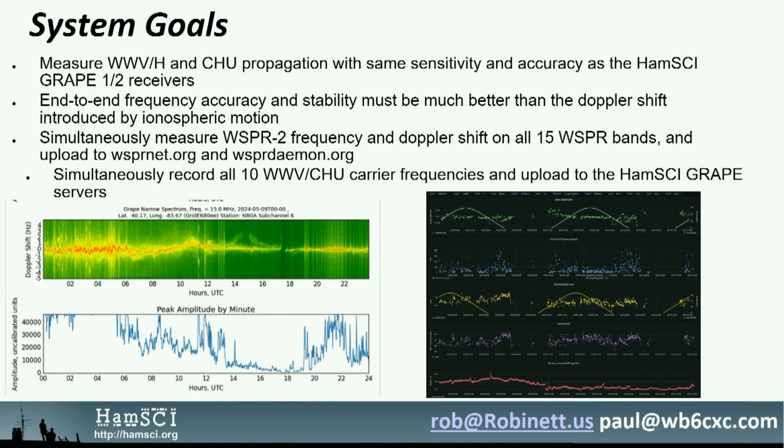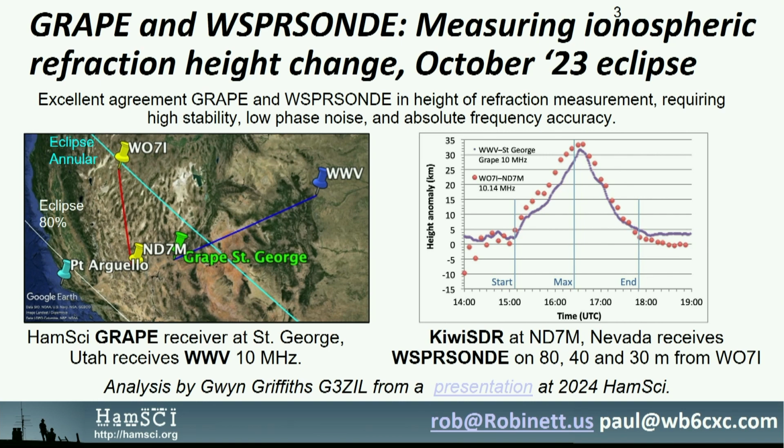As you can see, the goal of the uploads is to produce the same kind of data as the GRAPE data, as you see in the lower left-hand corner. But in addition, the WSPRdaemon site provides alternative ways to view this data. So I'm going to try to show briefly what you can gain from having a WSPRdaemon receive site and its complement, Paul's transmitter.